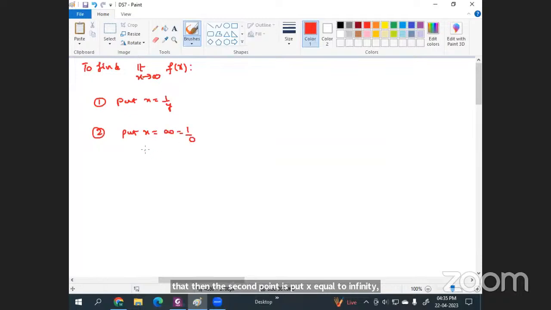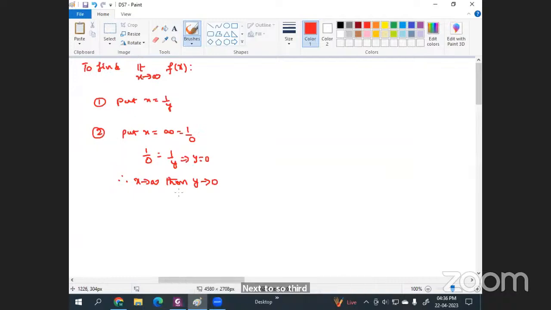Then 1 by 0 equals 1 by y. Therefore, y equals 0. Therefore, I can say when x tends to infinity, y tends to 0. Whenever you take x equal to 1 by y, then y tends to 0. Next, the third point: then as usual, you will get the limit. Therefore, limit x tends to infinity of f of x, I can write as limit y tends to 0 of f of 1 by y, right?